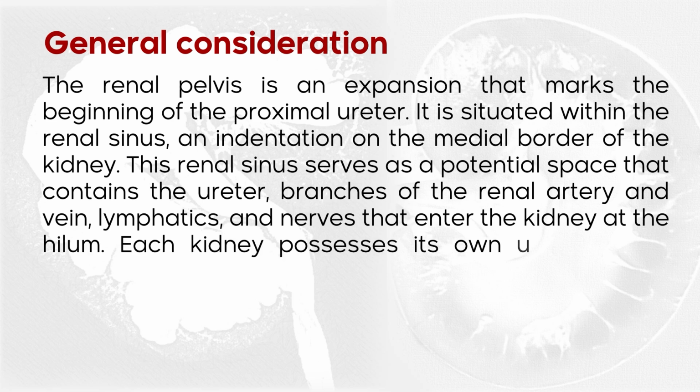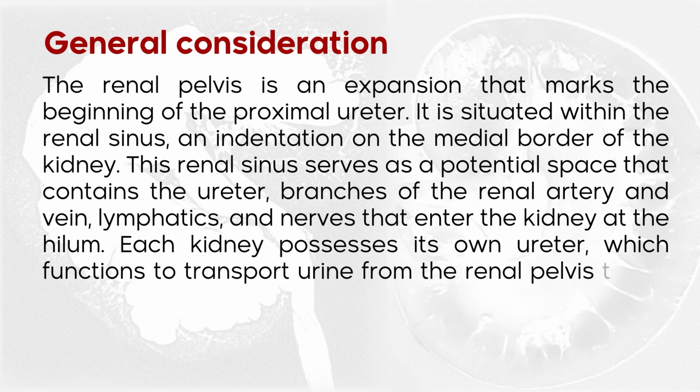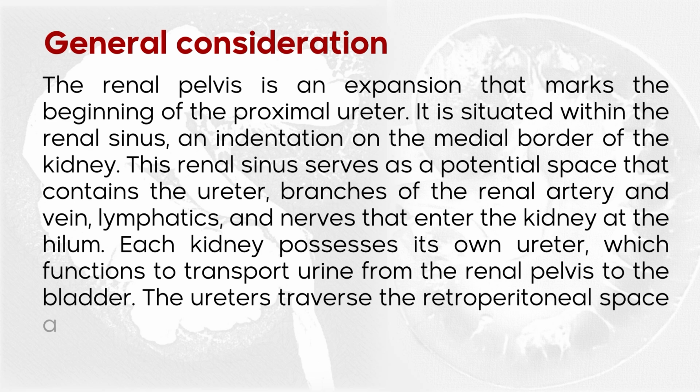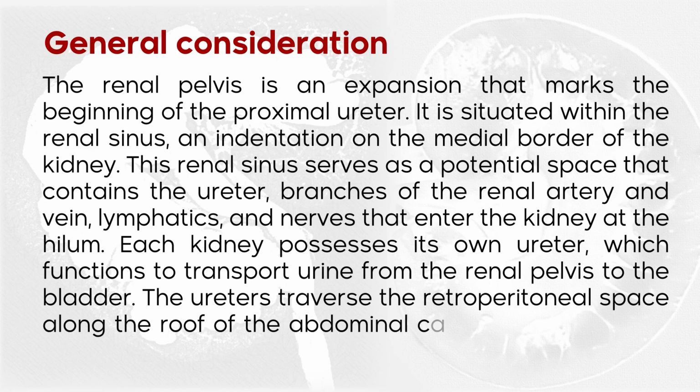Each kidney possesses its own ureter, which functions to transport urine from the renal pelvis to the bladder. The ureters traverse the retroperitoneal space along the roof of the abdominal cavity before entering the pelvic region.